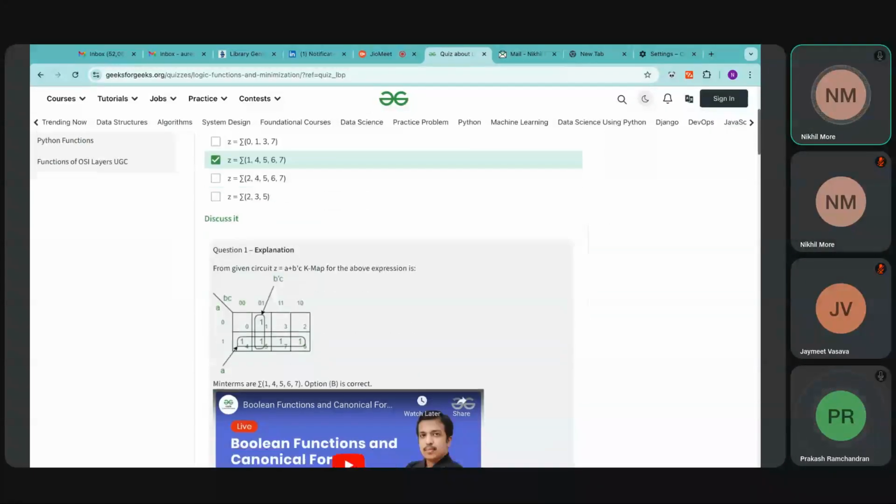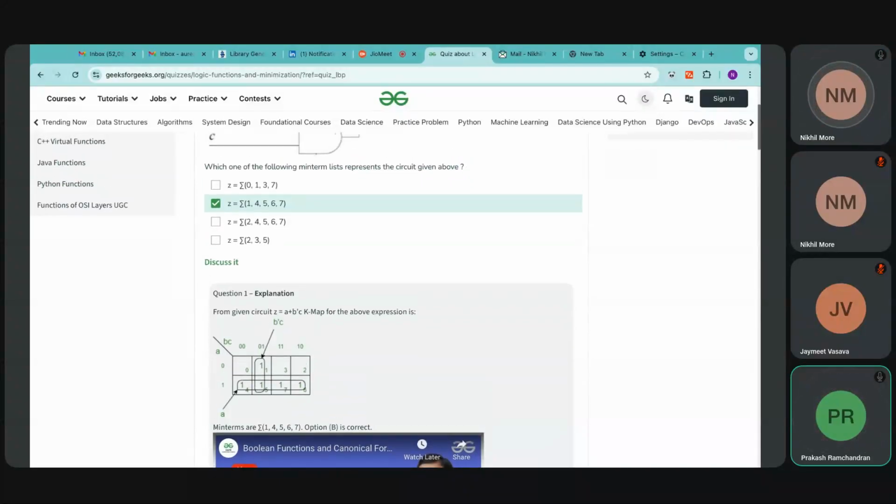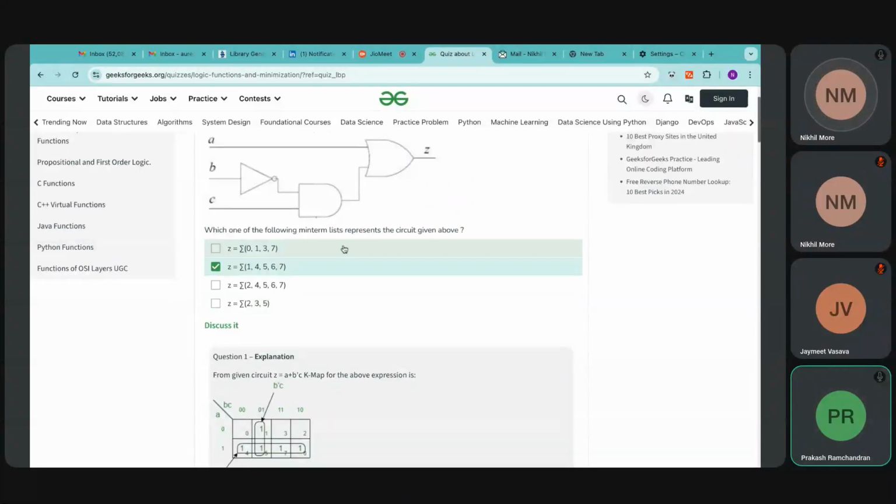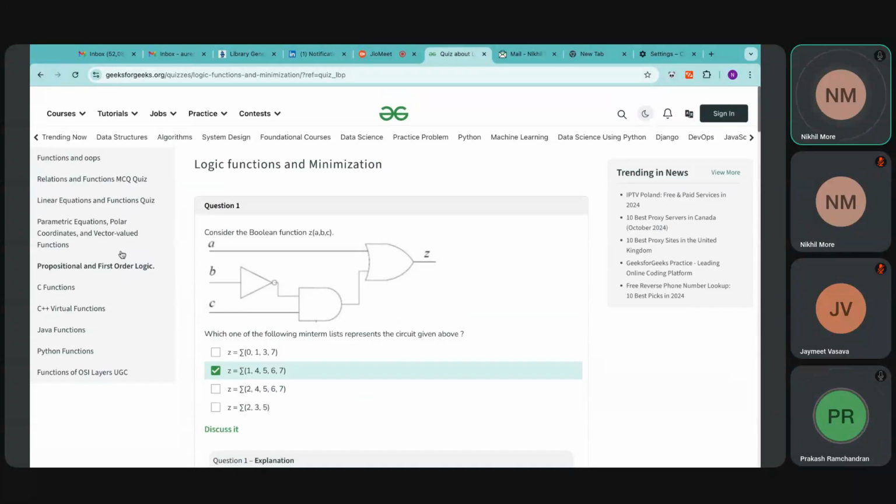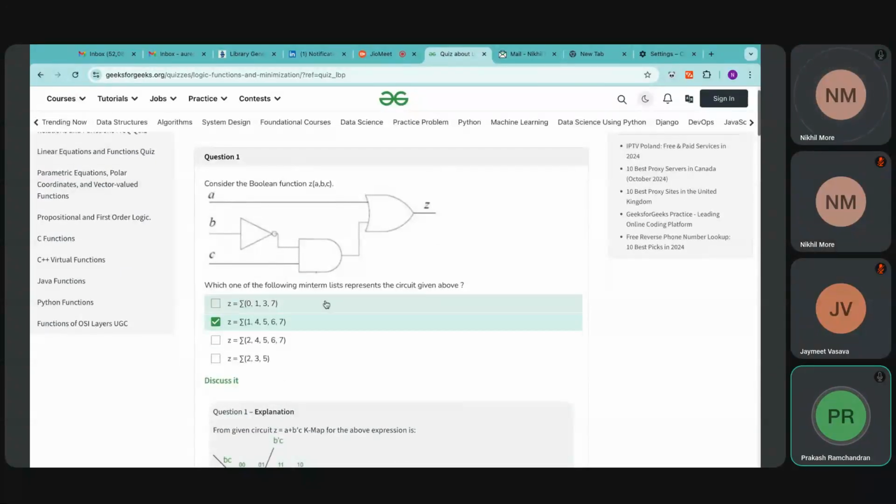So the min term and max term. What is the meaning of that? Let me check. See, we talk about min term and max term, right? We talk of SOP and POS that we have understood, sum of products and product of sums, right?